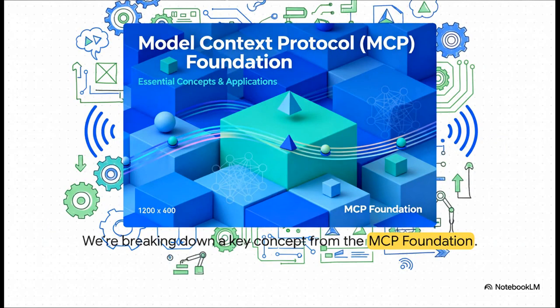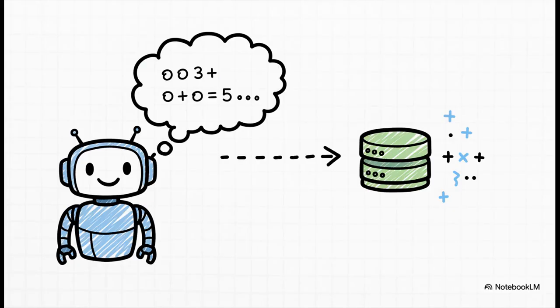And today, we're diving deep into a really core concept from the Model Context Protocol. You might know it as MCP. Think of this as the fundamental blueprint for giving AI agents actual, real-world skills. All right, let's get our hands dirty.